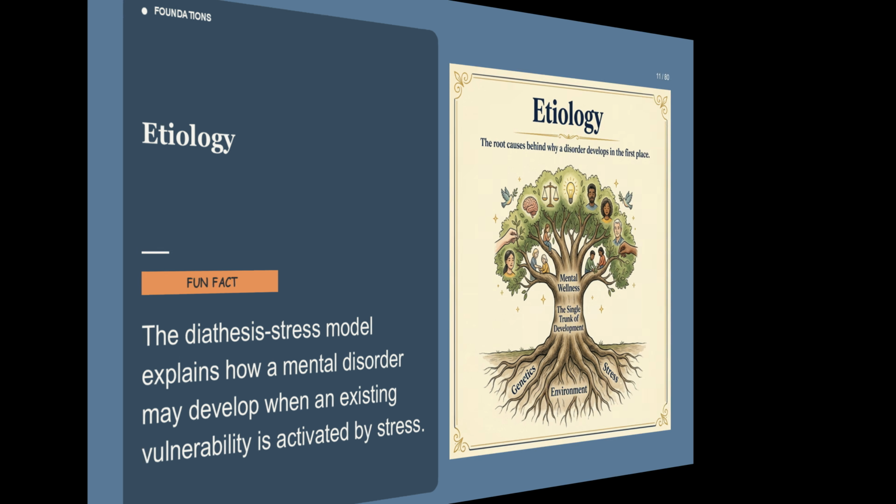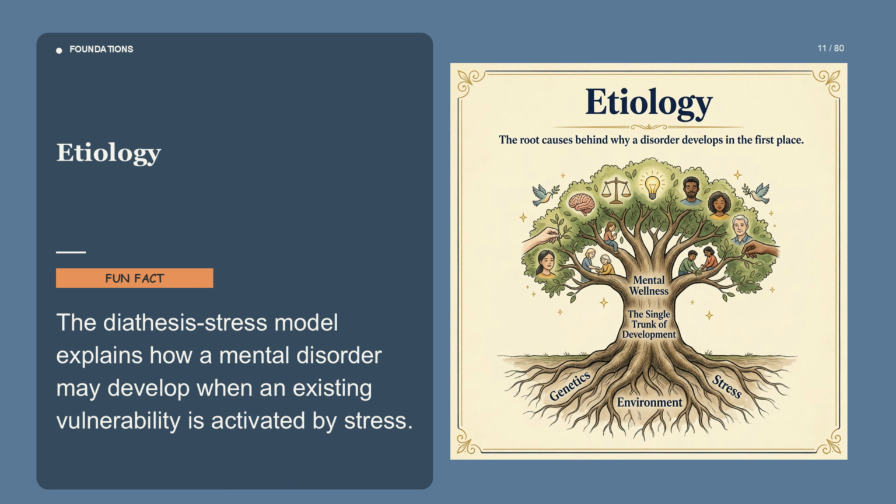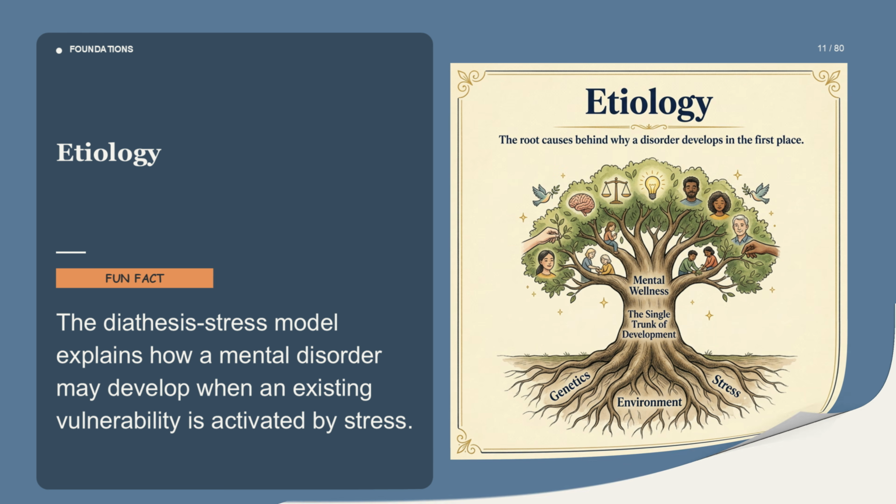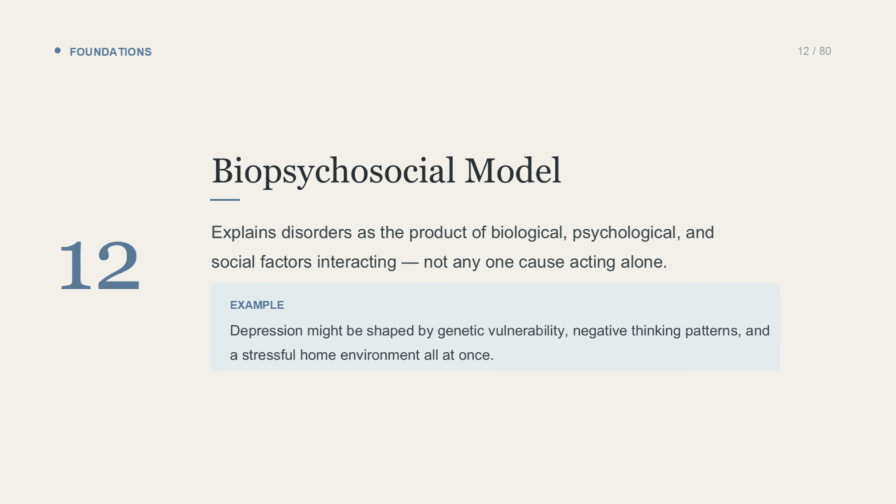11. Etiology. Etiology refers to the cause or origin of a disorder, what leads to it developing in the first place. For example, researchers studying the etiology of schizophrenia look at genetic risk, brain chemistry, and environmental stressors together, not any single cause.